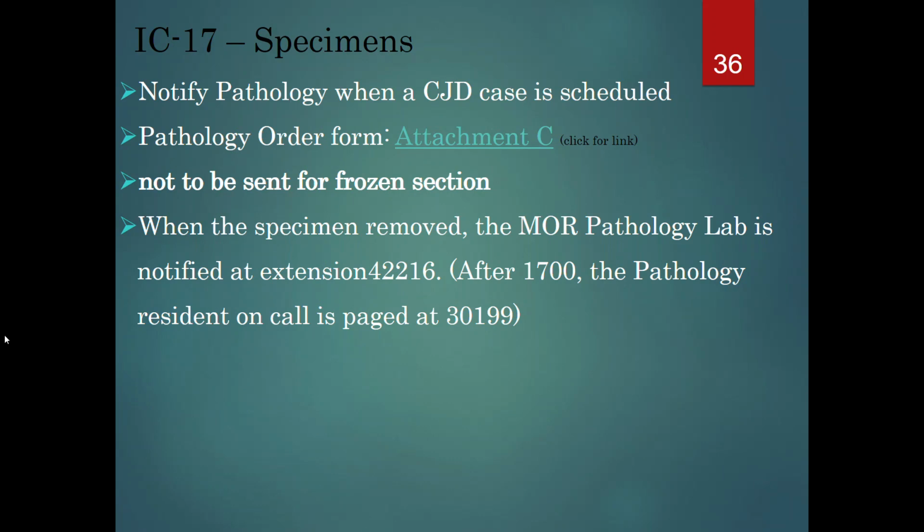The pre-op checklist that is filled out prior to the case for patients with CJD can be found within the policy. The pathology department should also be notified in advance when a case of potential CJD is scheduled. The order form for pathology is known as Attachment C. This should be used. No frozen sections will be sent for these patients.